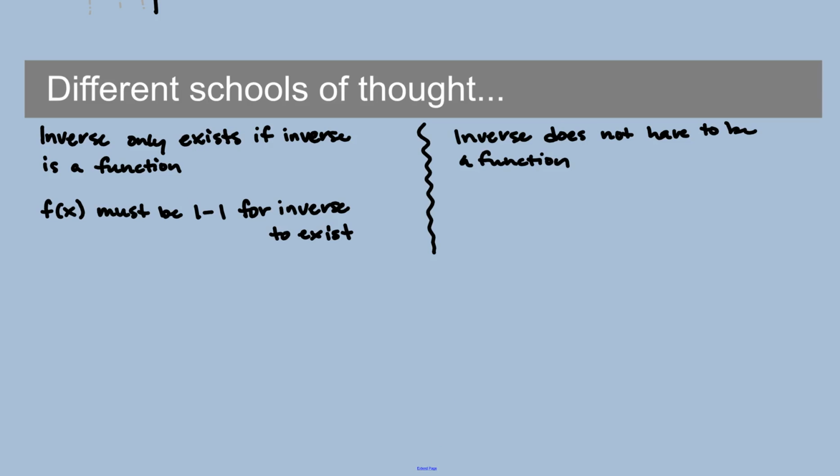So an example of that would be if you started with, say, this f of x, which is a function, but then if you reflect it across the line y equals x, you're going to get something more like this, I guess. That's not exact, but more or less like that. And that's the inverse, but it's not a function. It fails the vertical line test. So our book's authors would say that inverse does not exist. Other mathematicians would say, well, it's an inverse, it's just not a function.